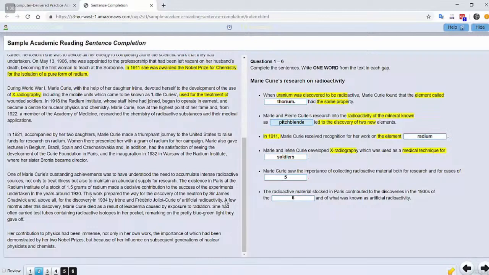And next we're looking for number 5, Marie Curie saw the importance of collecting radioactivity. All right, so we're talking about collecting radioactive material. That's what this is referring to, both for research and cases of something else. So it's 2 things. One reason is research, and then when we look in the reading passage, it's going to tell us the other one. So collecting radioactivity. This is where number 4 is right here. So I'm going to keep on scanning, and I'm looking for something that's talking about her seeing the importance of collecting radioactivity.